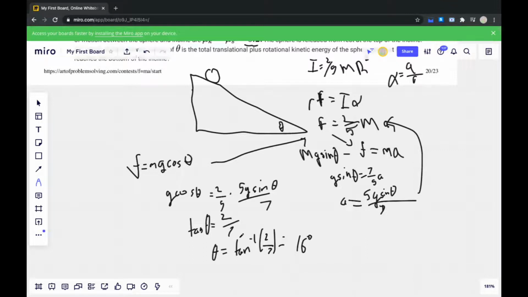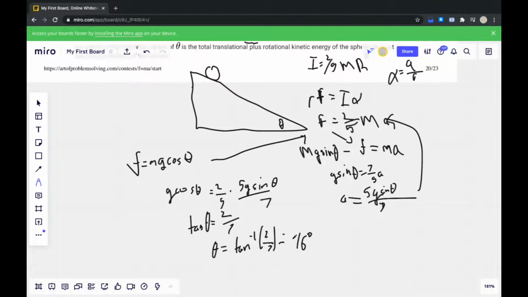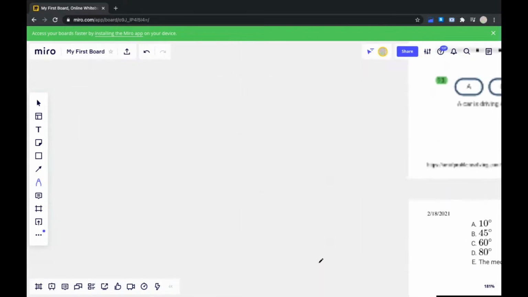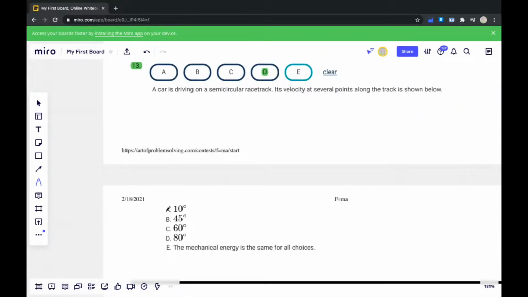So we want to find values of theta that are less than 16 degrees. And the only value of theta that's less than 16 degrees that is one of the answer choices is just 10 degrees. So our answer is A.